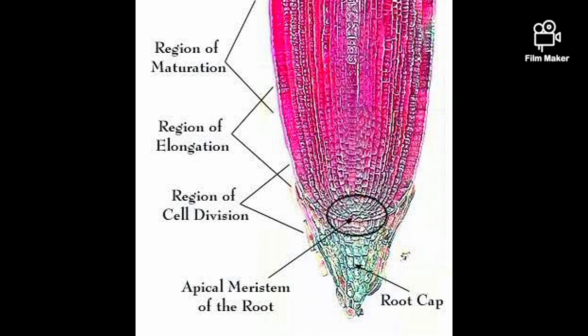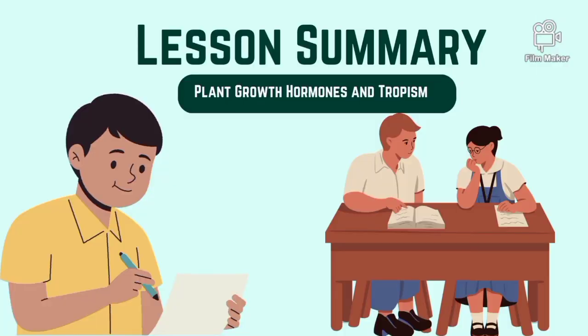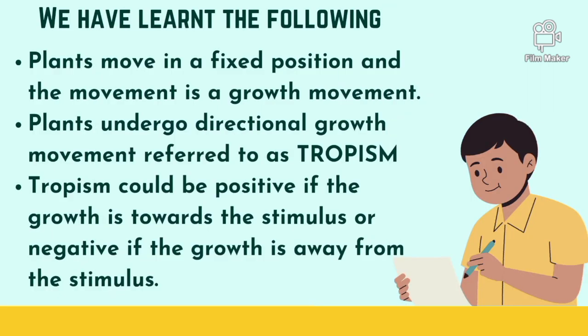Now let's look at a summary of what we have learned so far. In this lesson, we have learned that plants move in a fixed position and the movement is a growth movement. Plants undergo unidirectional growth movements referred to as tropism.